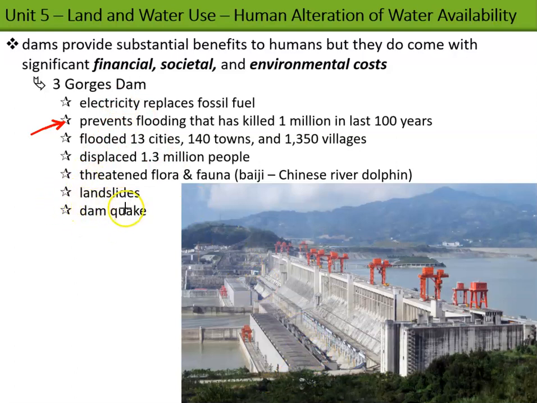Also, it turns out that the formation of this reservoir behind the Three Gorges Dam has resulted in landslides. The water table has become saturated, and that has caused some landslides, an unexpected consequence, and even dam quakes. There's some research that shows that large reservoirs can actually cause minor earthquakes as well. So there are some drawbacks to this dam building that can offset some of the benefits that you get.